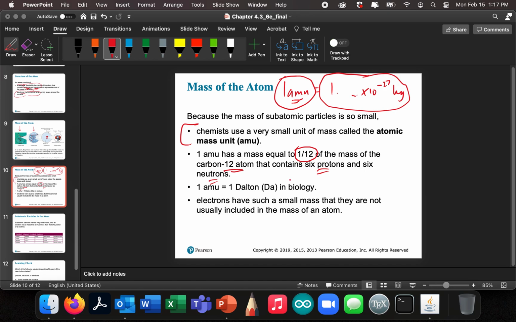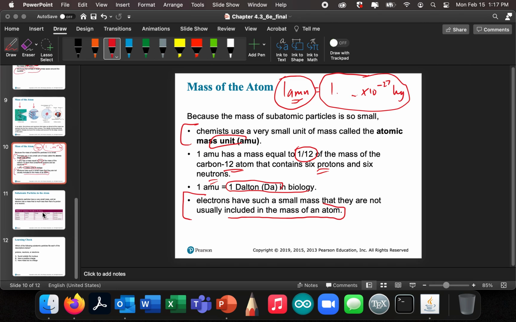1 AMU, by the way, biologists don't call it an AMU. They call it a Dalton, which is named after John Dalton. I'm not sure why biologists do that. Biologists are pretty much crazy. So that's what atomic mass units are, the protons and neutrons. But electrons are so small that we usually don't even include them in the mass of the atom. They're 1/2000th the size of a proton or neutron.